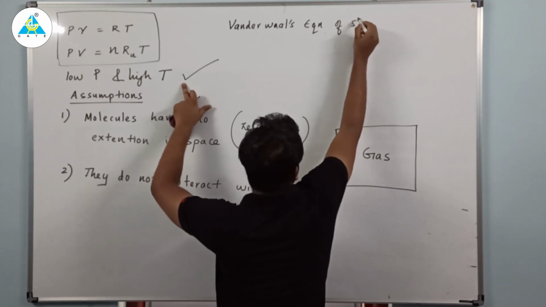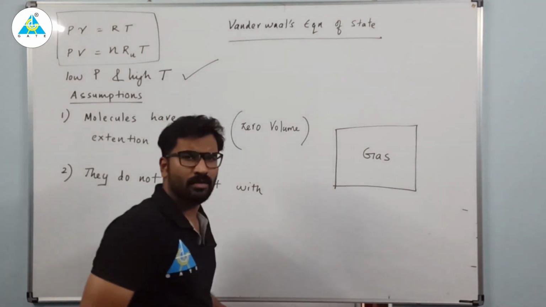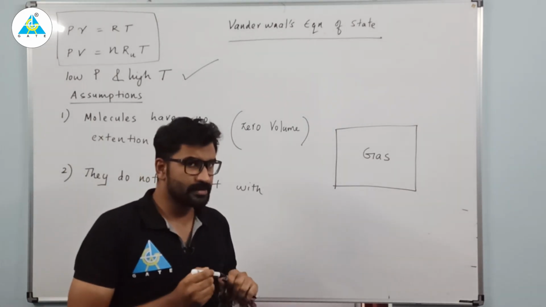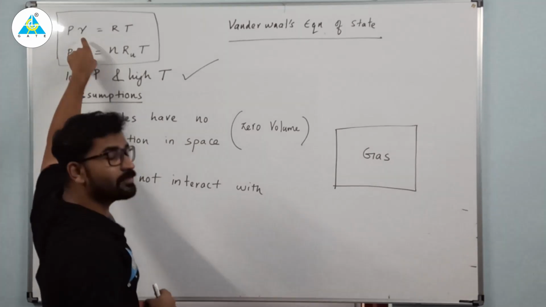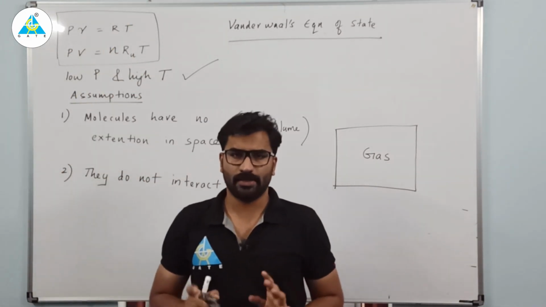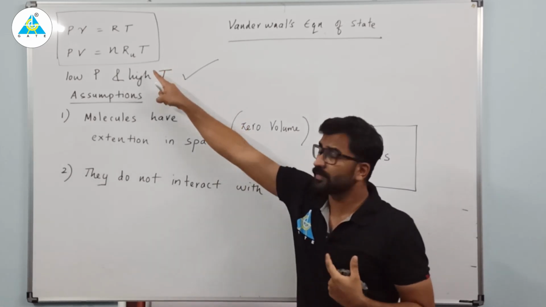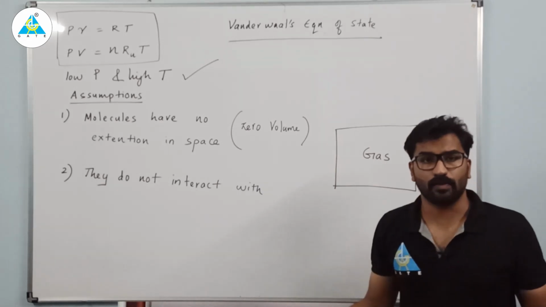Van der Waals equation of state. What is the meaning of equation of state? Equation of state, we have already discussed this. Any equation that relates the pressure, specific volume and temperature of gases is called equation of state. And already we have an ideal gas equation of state. So what is the use of Van der Waals equation?